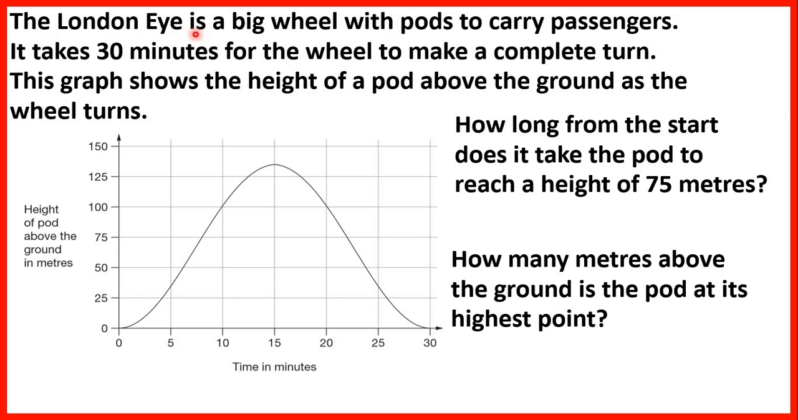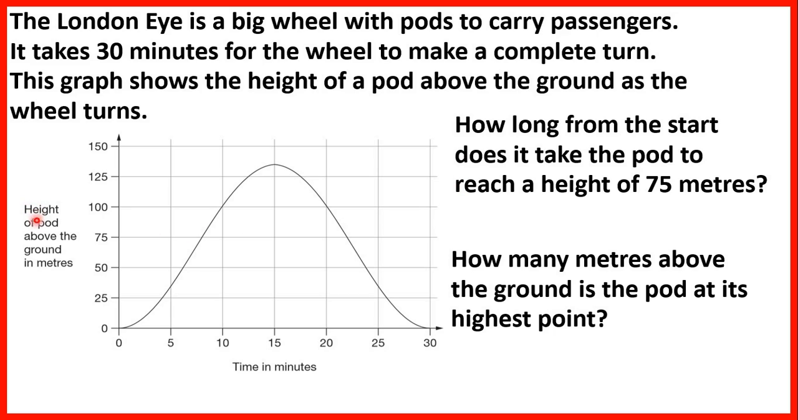The London Eye is a big wheel with pods to carry passengers. It takes 30 minutes for the wheel to make a complete turn. This graph shows the height of a pod above the ground as the wheel turns. How long from the start does it take the pod to reach a height of 75 meters?